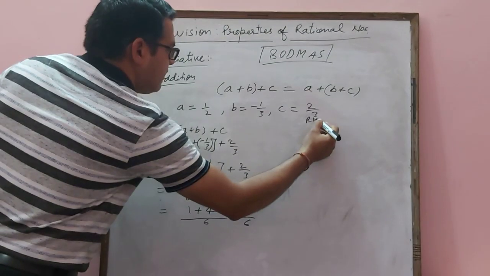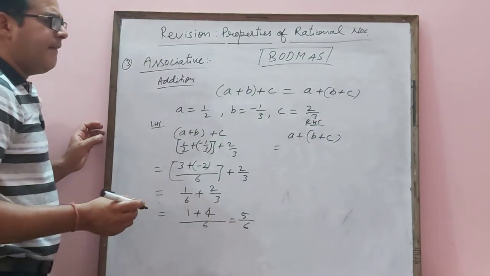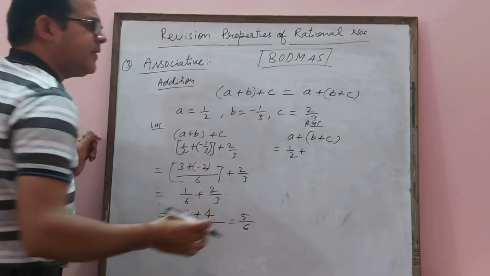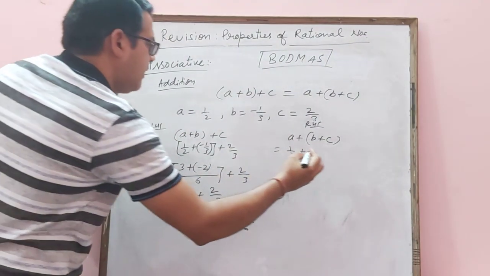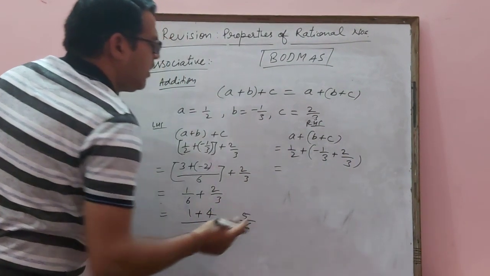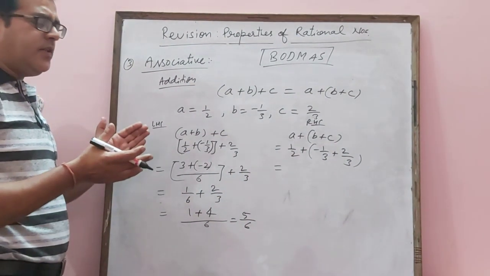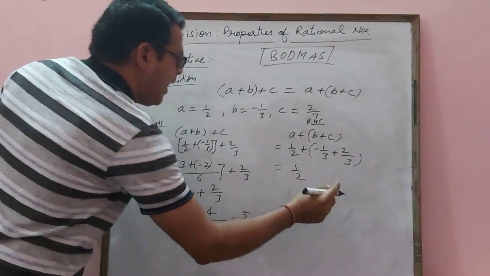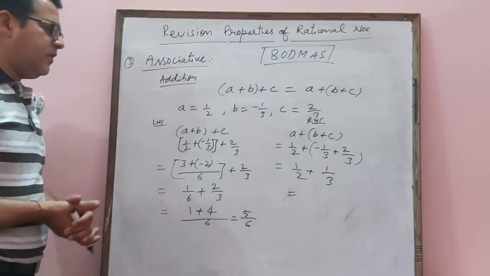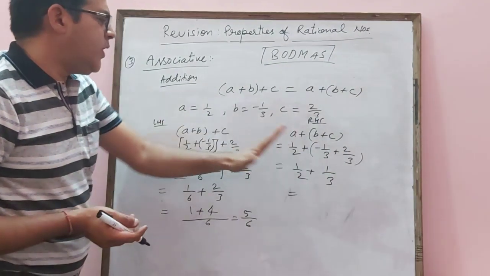Now right hand side. A plus B plus C. Now we are first adding B plus C. Since B plus C are inside the bracket, first we'll add. Now you can see here denominators are same, so no need to take LCM. We can directly add their numerators. So what we have here, 2 then minus 1 means 1 by 3 we have. So 2 minus 1 is 1 by 3 we can write here.